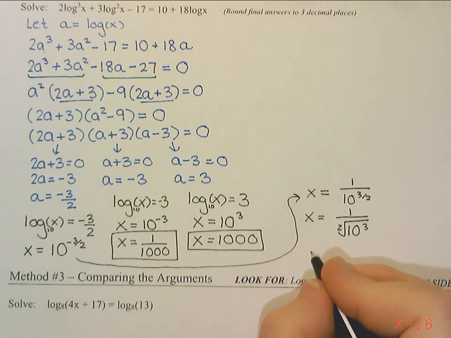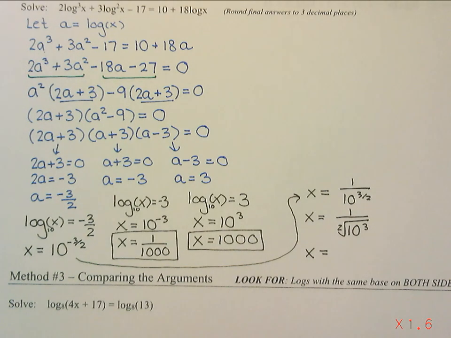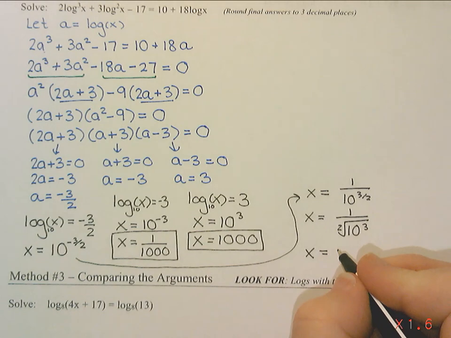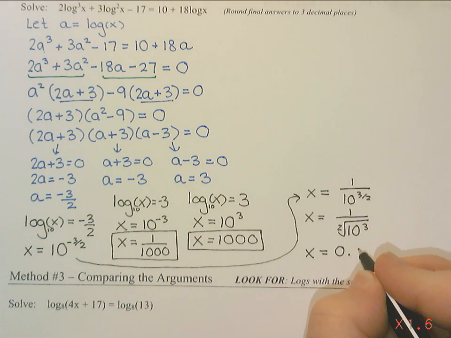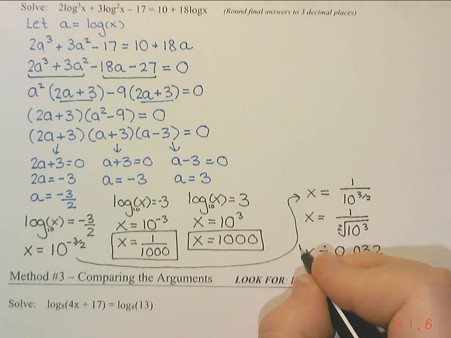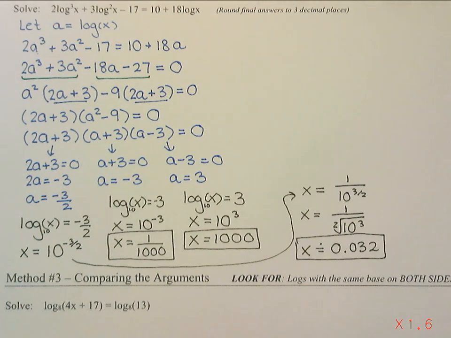Now, it did say to use a decimal, so we are going to calculate that. I'm going to try to use my computer to do it since I don't have my calculator with me. Okay, so we're doing 1 divided by, and then I'm going to use the second function of my exponent button. And I got 0.0316. So it said 3 decimal places, so that's approximately 0.032. All right. So my 3 solutions are x equals 1 over 1,000, x equals 1,000, and x equals approximately 0.032.